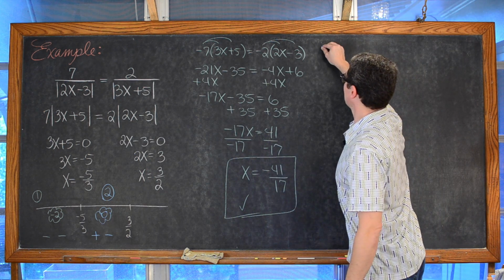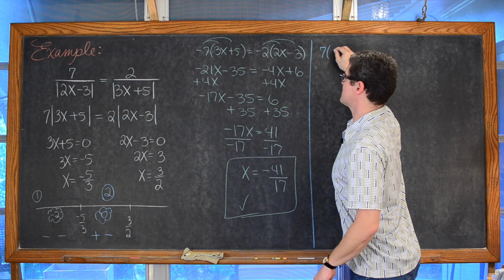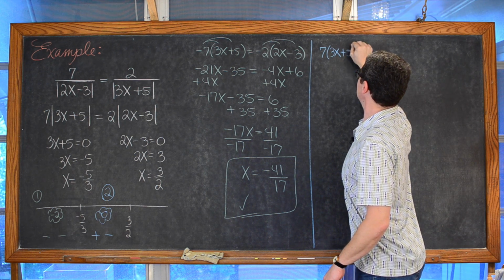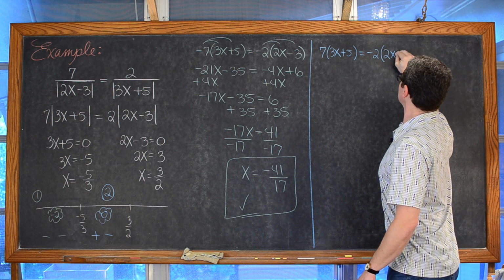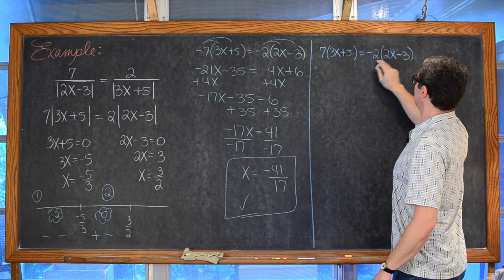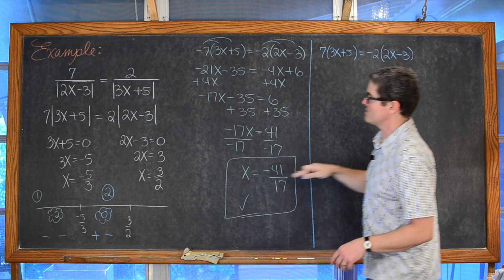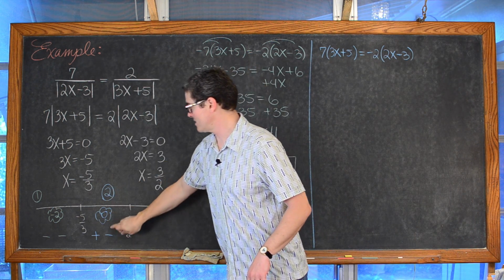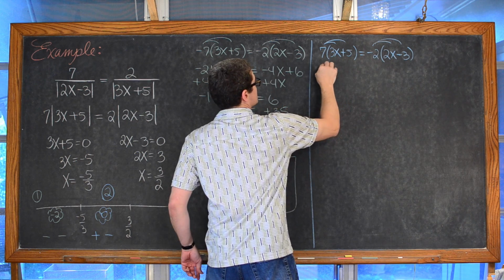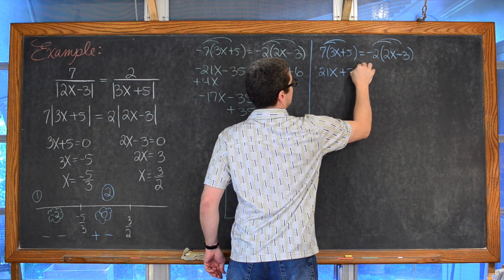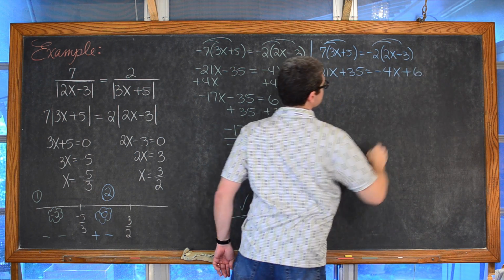So for interval 2, we're going to have positive, right? So 7 parentheses 3x plus 5 is equal to -2 parentheses 2x minus 3. And again, that negative, I want to bring in an opposite type operation into this parentheses because in the second interval this was negative, right? Okay. Again, distributing through the parentheses, we get 21x plus 35 is equal to -4x plus 6.